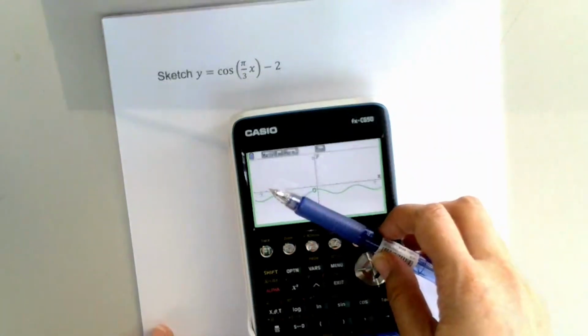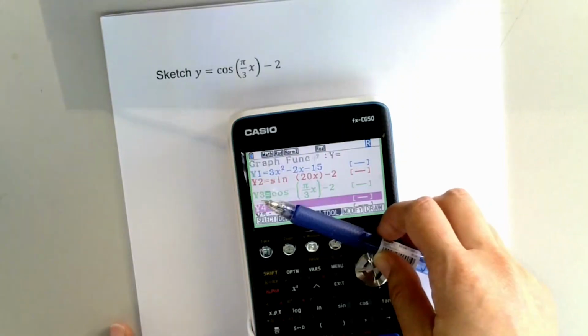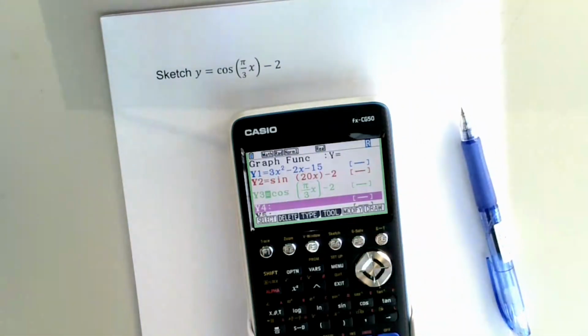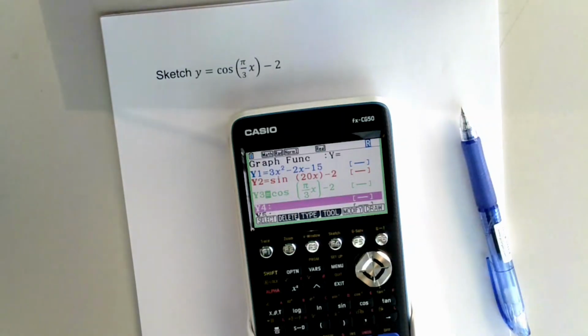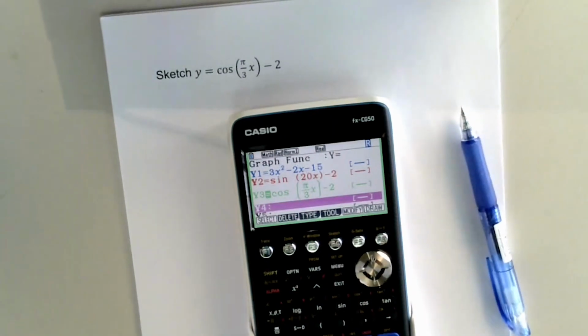So even with sketching or finding the ratio, you need to use the correct unit for your trigonometry ratio.